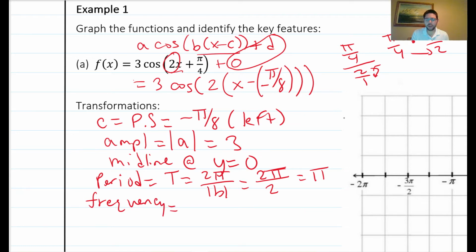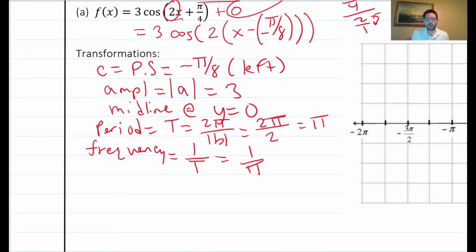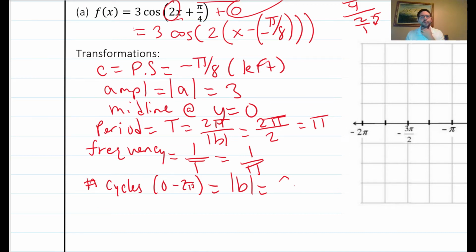Then we'll do our frequency, just in case they ask for that. Our frequency is 1 over our period, which is 1 over pi. And then lastly, we'll do the wave number, the number of cycles from 0 to 2 pi, which is simply the absolute value of B, which in this case is 2. So we should see 2 waves within that 0 to 2 pi range.